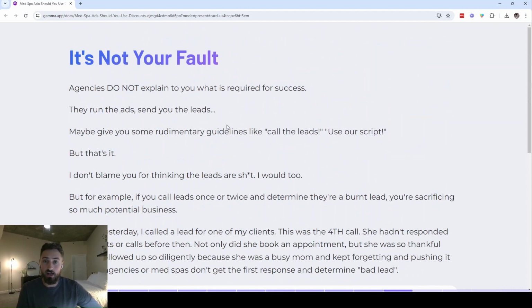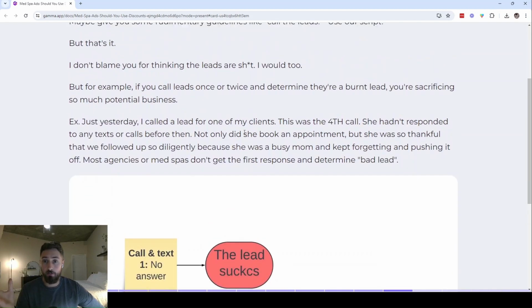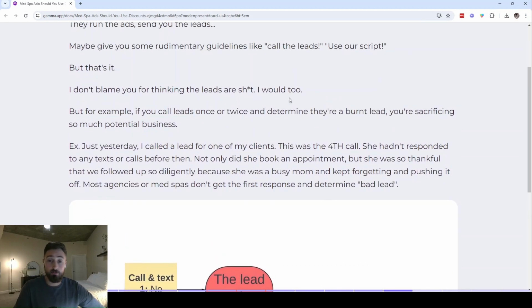Because agencies do not explain to you what is required for success, right? They run the ads, they send you the leads, they maybe give you some rudimentary guidelines like, hey, you should call your leads or you should use our script, but that's about it, right? And I don't blame you for thinking that the leads are bad, because I would too.